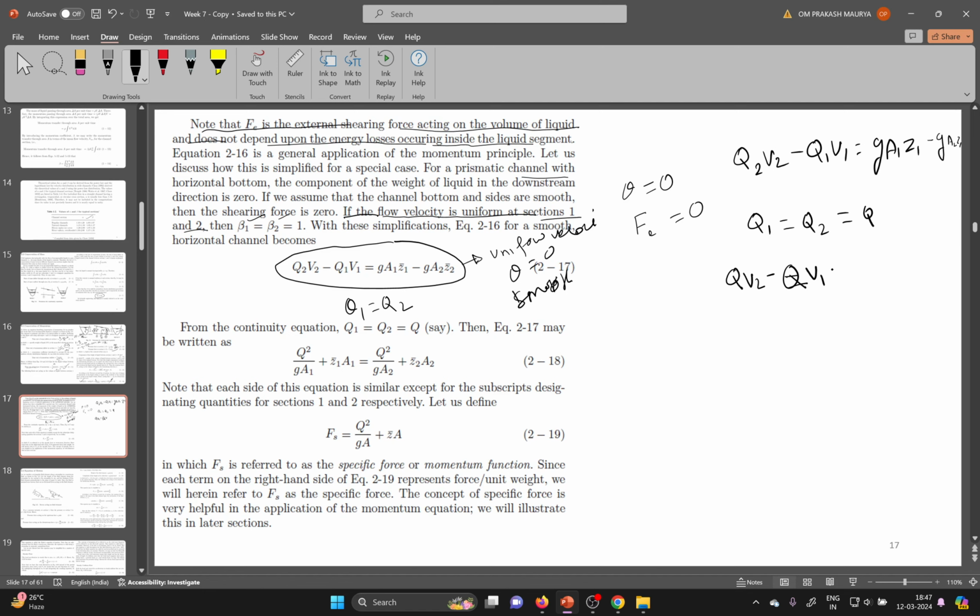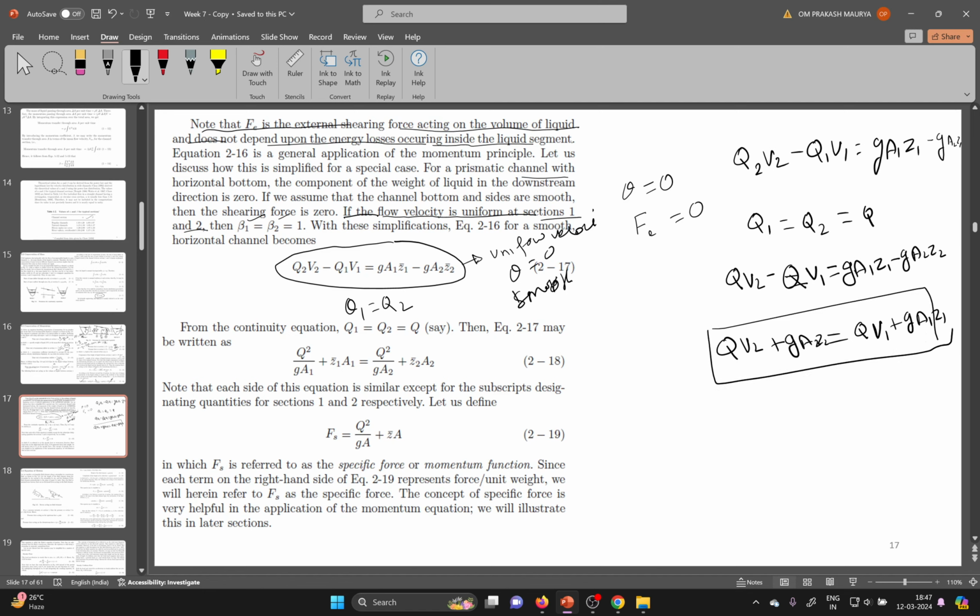Q v1 equal to g A1 Z1 minus g A2 Z2. So put your v1 terms on one side. So Q v1 plus g A1 Z1 equals Q v2 plus g A2 Z2.